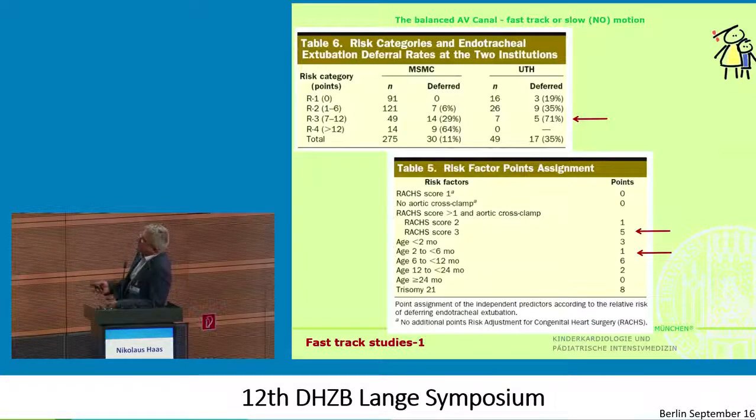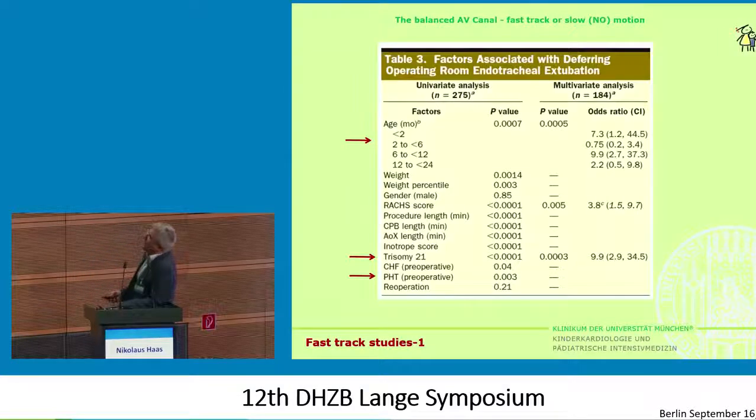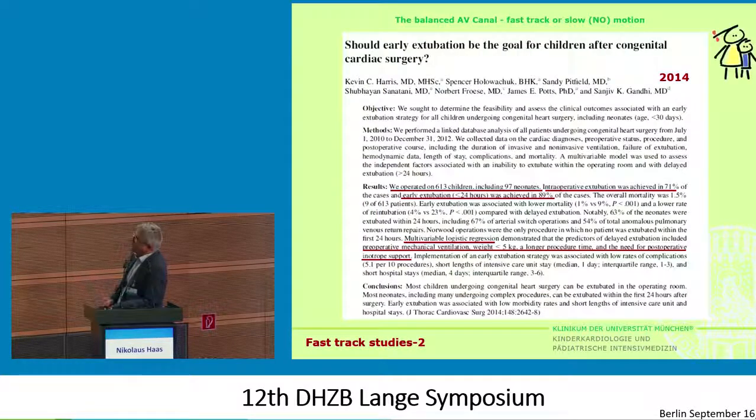And if you look in detail, you see here REG score 3, 70% were deferred for early extubation. They made a point system, a scoring system to find out what the risk factors are for these patients. Younger patients with complex anatomy were at risk, and patients with pulmonary hypertension were those where the anesthetist said, we have to be careful, we should not extubate these patients early. And here the univariate and multivariate analysis shows the risk factors: trisomy 21, pulmonary hypertension, and younger patient age.